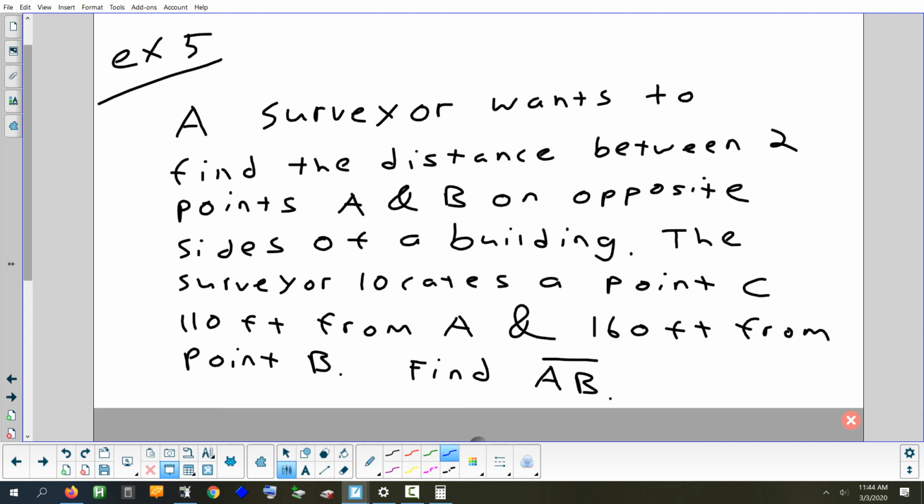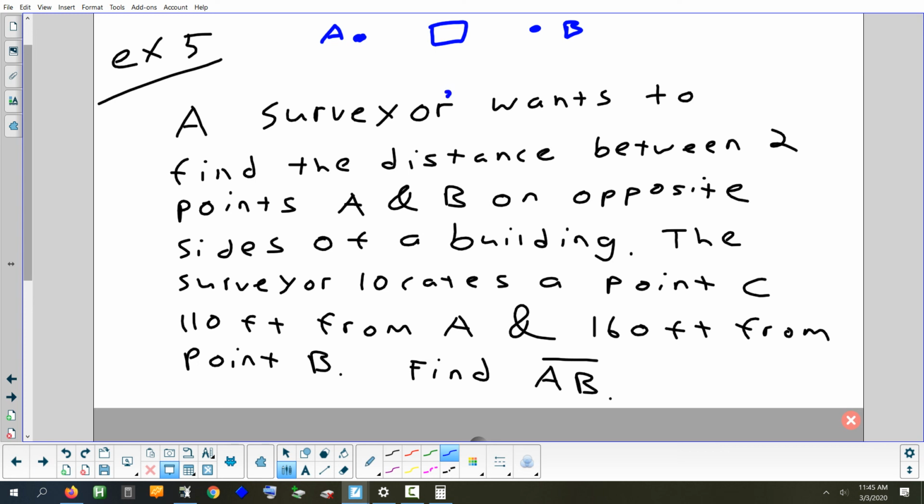So let's say you've got some kind of obstruction there in front of you. This is point A. This is point B. Okay, and maybe it's not even a building. Maybe it's like a lake, and you just want to know how wide the lake is. So you got a dock on one side of the lake, a dock on the other, and you just want to get the width of the whole lake without actually trying to run a string or a rope or something like that. So 2 points on opposite sides of, we'll call it a building, whatever you want.